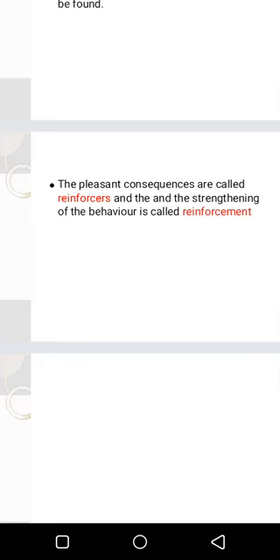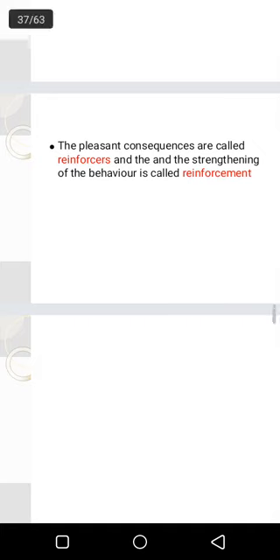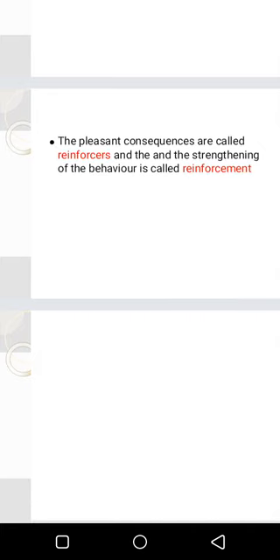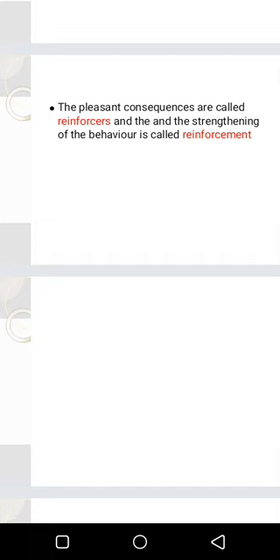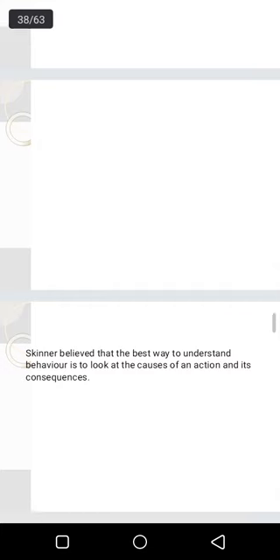So the things that are good, the pleasant consequences, they are called reinforcer, and the strengthening of the behavior is called reinforcement. So the reinforcer is the pleasant consequences, or rather the rewards, and the strengthening of the behavior is the reinforcement. Reinforcement, what is making this child work hard in school? We are calling those things reinforcement. And the reward, the actual reward, we are calling them the reinforcer. Are we together?